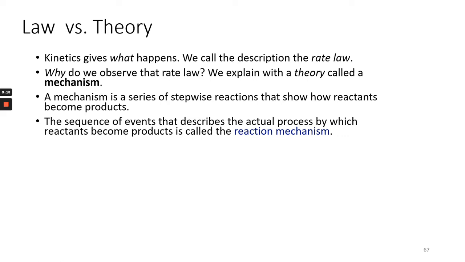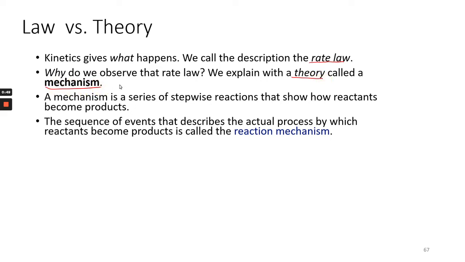So, law versus theory. Kinetics is what happens, and how do we describe it? Well, we take some data and from the data we determine our rate law. Why do we have to observe the rate law? Why can't it just be a theory where we could look at our chemical reaction and write the rate law? Well, there is a theory that can relate to it, and that theory is the mechanisms, okay?